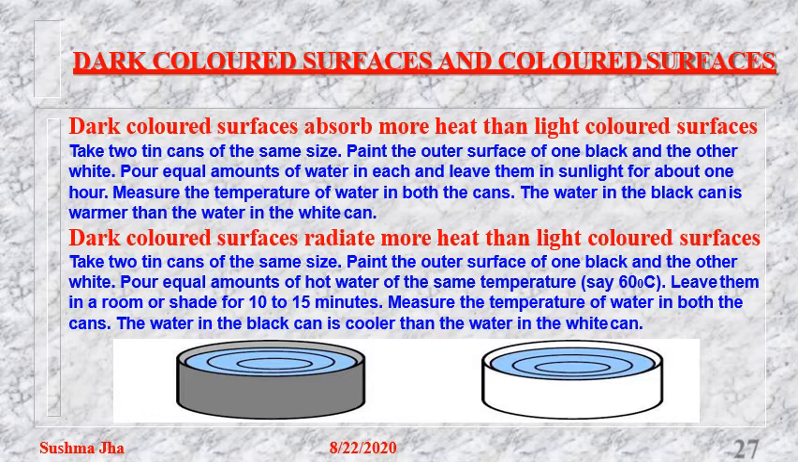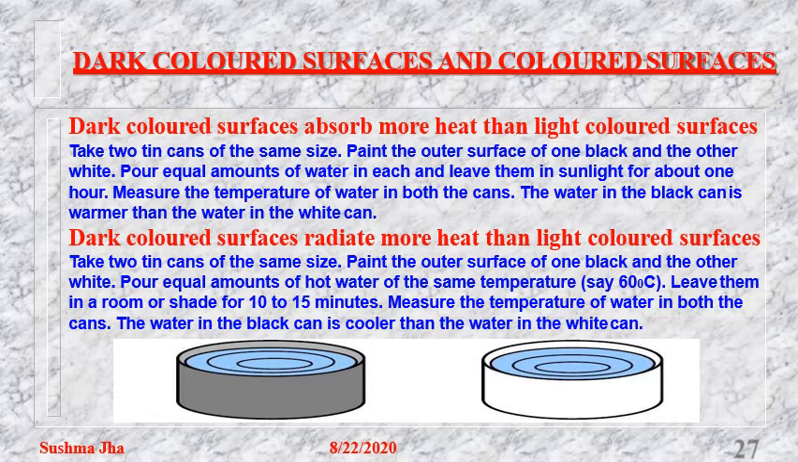So take two cans of the same size, paint one with black and the other with white on the outer surface. Pour equal amounts of water in each and leave them in the sunlight for about 1 hour. Now measure the temperature of water in both the cans. You will observe water in the black can is warmer than the water in the white can. Another way we can say that dark surface absorbs more energy than the light colored surface.